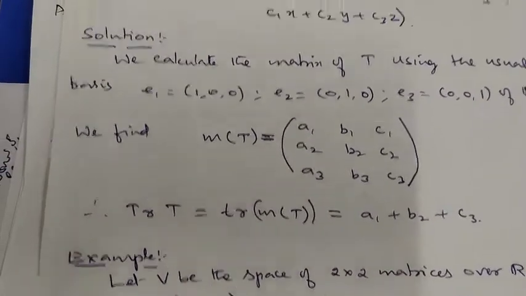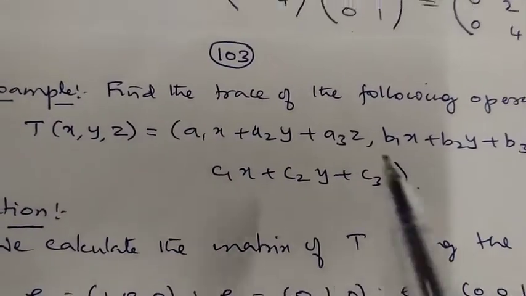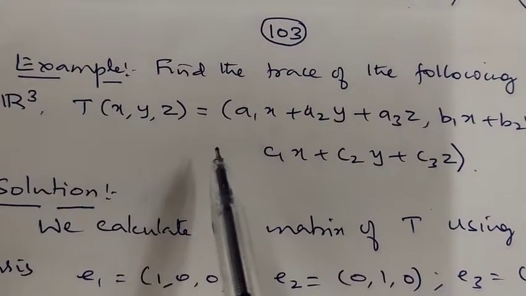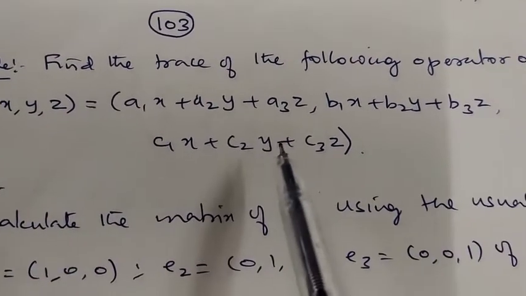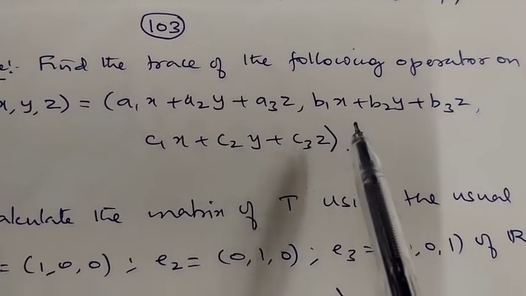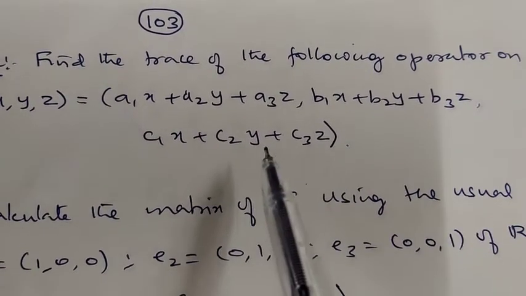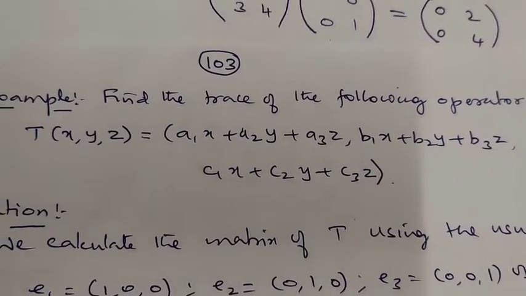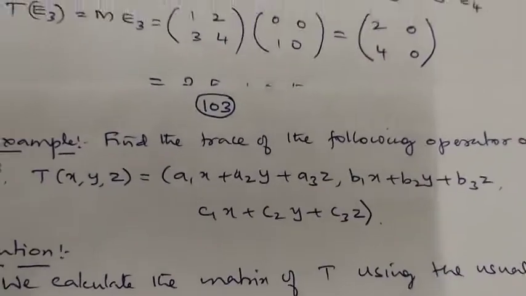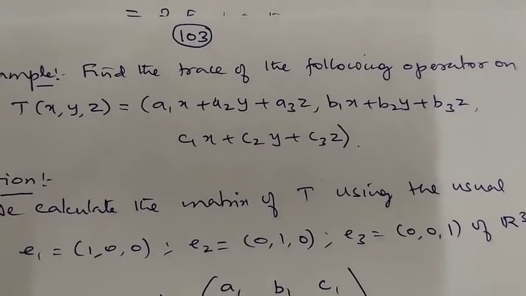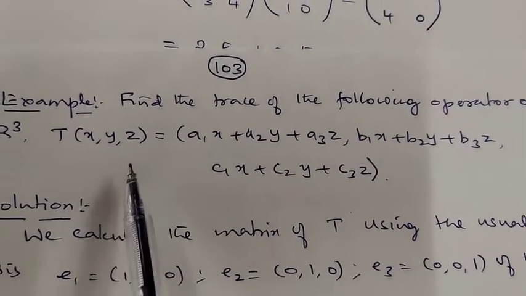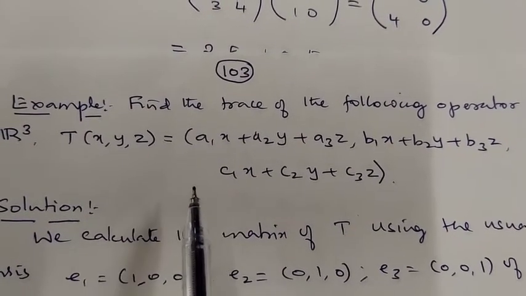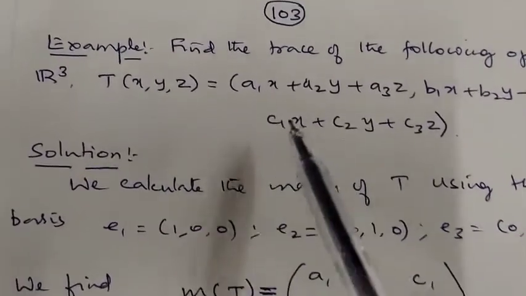Now let us take up another example. Find the trace of the following operator on R3. The operator is given by T of (x, y, z) equal to (a1x plus a2y plus a3z, b1x plus b2y plus b3z, c1x plus c2y plus c3z), a triplet. We cannot find the trace of the transformation directly. First we need to find the matrix of T in some standard basis, then the trace of T is the trace of the corresponding matrix.